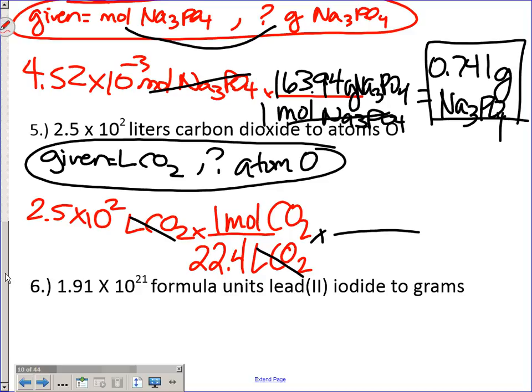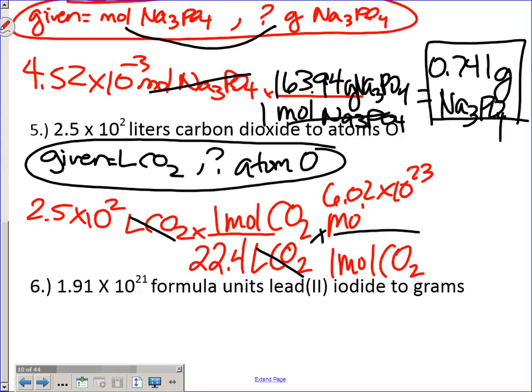So I have 1 mole of CO2. Where do I put it? On the bottom, so moles can cancel. Moles of CO2. And a single mole of CO2 has how many molecules in it? 6.02 times 10 to the 23rd. So a big number of molecules of CO2.